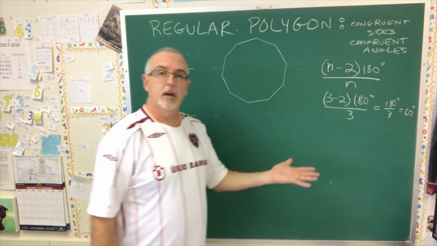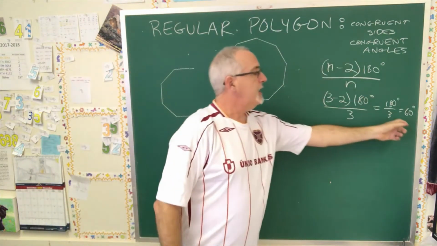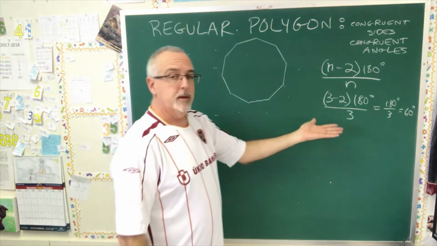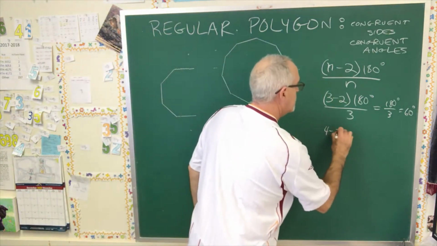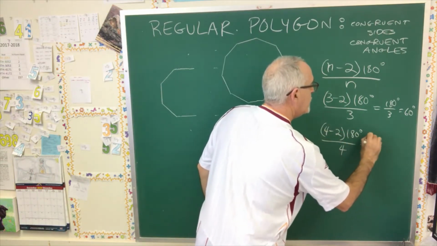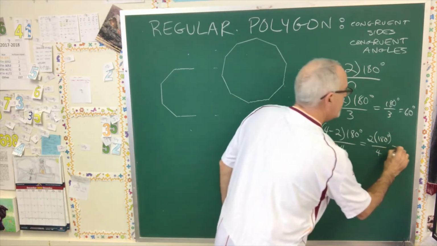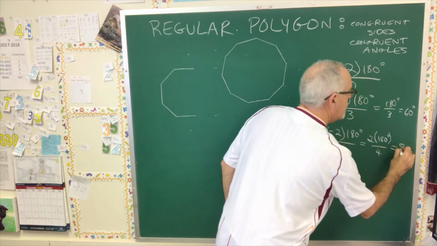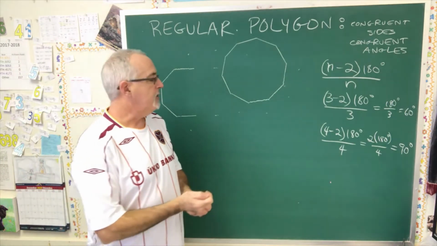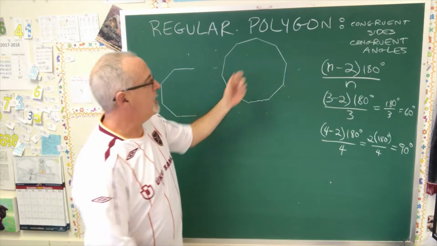We knew that would happen because we already knew that an equilateral triangle is a regular polygon and has 3 internal 60-degree angles. If we do this with the square, (4 minus 2) times 180 over 4 is 2 times 180 over 4, which is going to give us 90 degrees. And of course, a square has 4 internal 90-degree angles. So we can do this with any number of sides. I'll do just one more, which is the decagon.